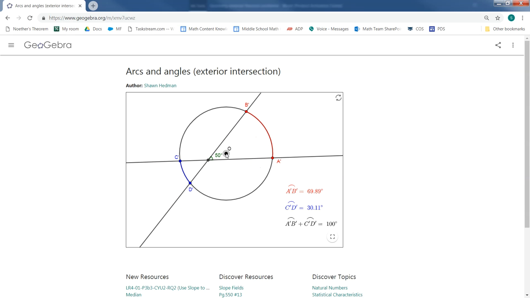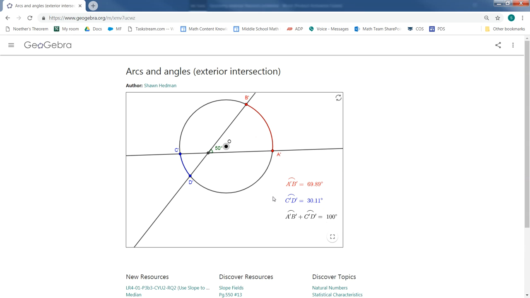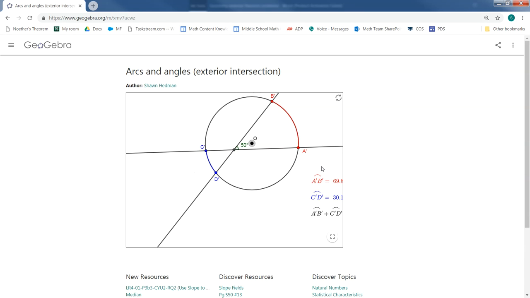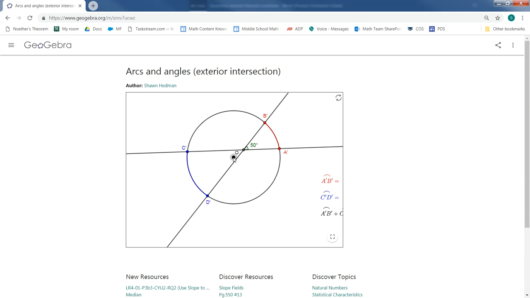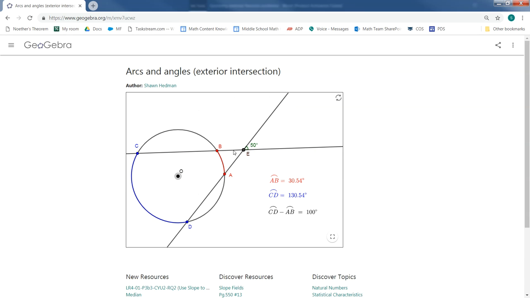So if the point of intersection is inside the circle, we add the two arcs, and we get twice the angle of intersection. And if we're outside the circle, if the intersection is exterior to the circle, then we take the difference between the larger arc minus the smaller arc, and that gives us twice the angle measure of intersection.